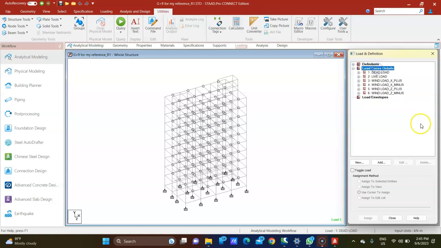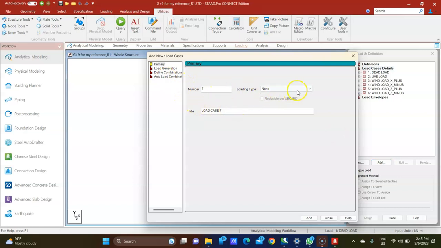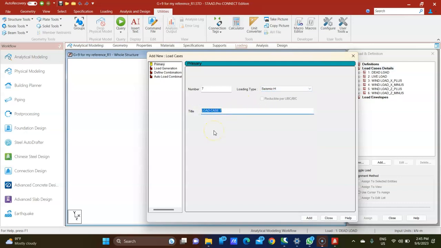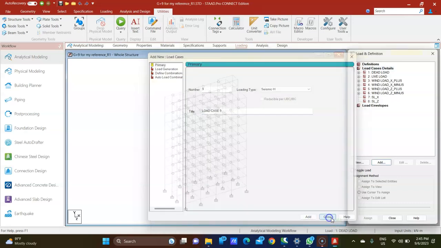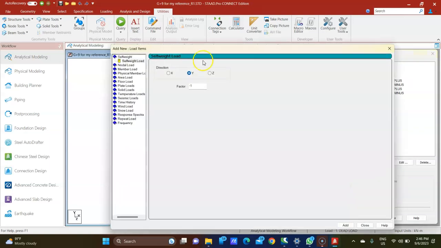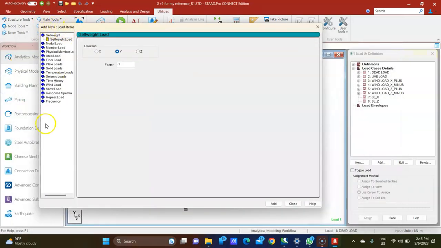Fine. So you will have to add, this is seismic, SLX, SL underscore X means seismic load in X direction. Means seismic load in Z directions. So click this one SLX, click on add. You know, this is the add load item.